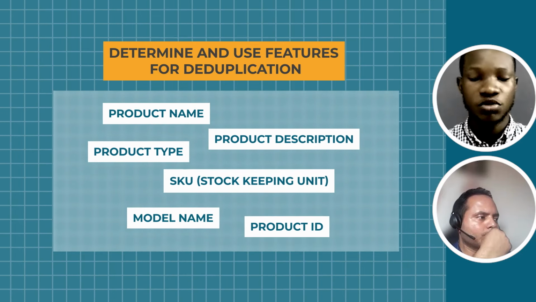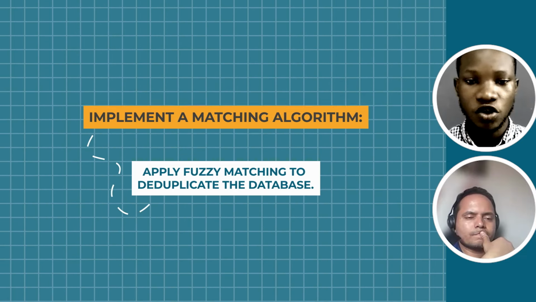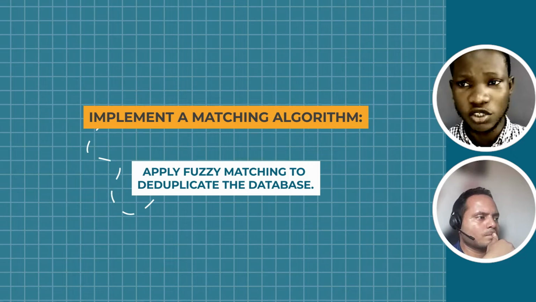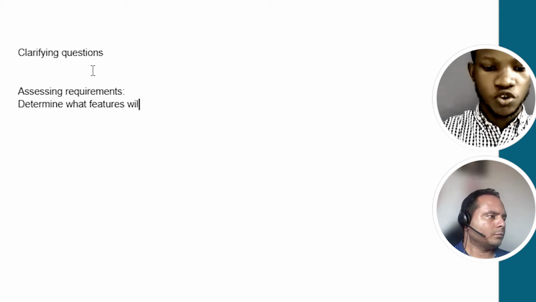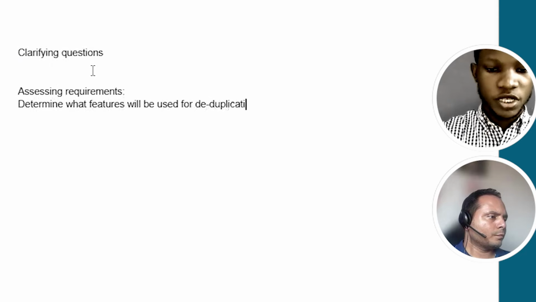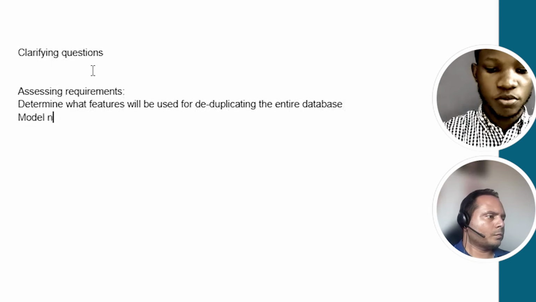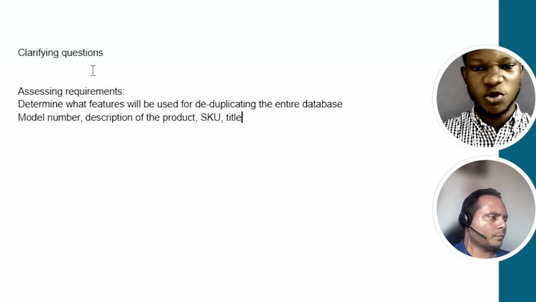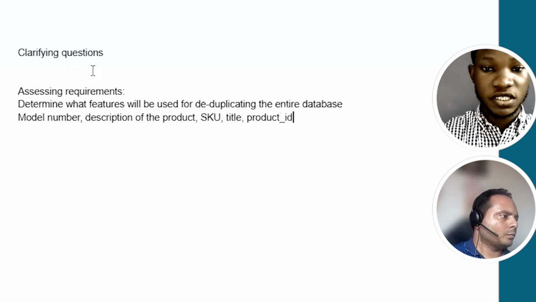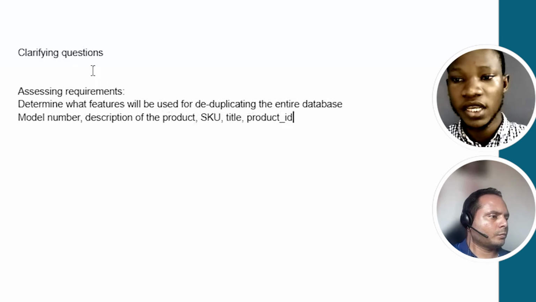Once we determine the feature set that's going to be used to compare the products that are duplicated, then we're going to use a matching algorithm, for example, a fuzzy matching algorithm, to deduplicate the entire database. So determine what features will be used for deduplicating the entire database. Like I said, features like the model number, the description of the product, the SKU if it's available, the title of the product, and maybe one more, the product name, which is potentially different from the model number. These are some of the features that will be used to deduplicate the dataset and compare against another product.